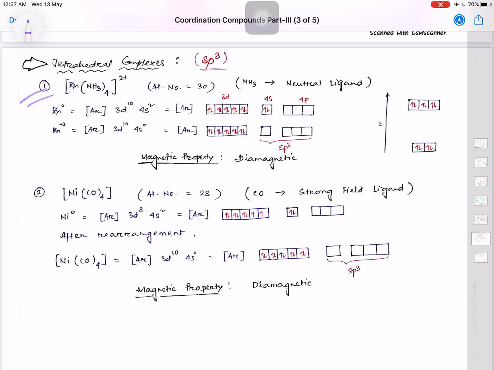Zinc has 3d10 4s2 configuration, meaning all the 3d and 4s orbitals are fully filled. In +2 oxidation state we will have 3d10 configuration, so the d orbitals will be fully filled. So the outer 4s and 4p orbitals will take part in hybridization, so it is sp3. And since all the electrons are paired, it is diamagnetic in nature.